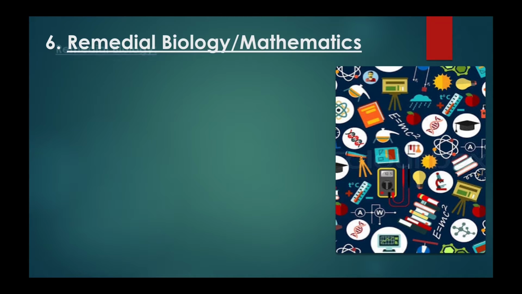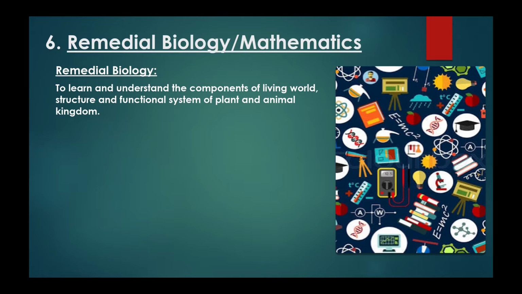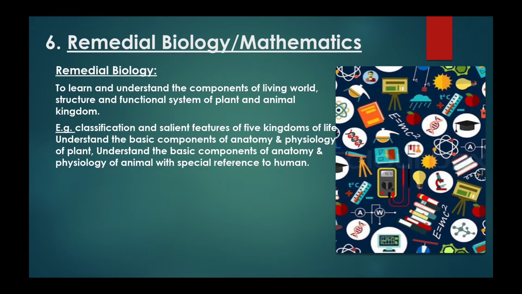Okay. Next subject is remedial biology / mathematics. Let's see first about remedial biology. In this remedial biology, students will learn and understand the components of living world, structure and functional system of plant and animal kingdom. In remedial biology, students will study about the detailed structure and function of plants and animals. Okay. Example, classification and salient features of 5 kingdoms of life.